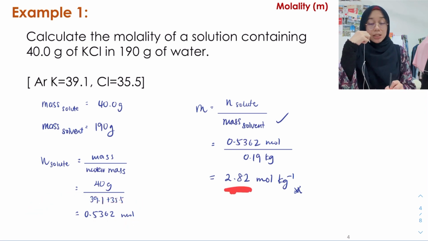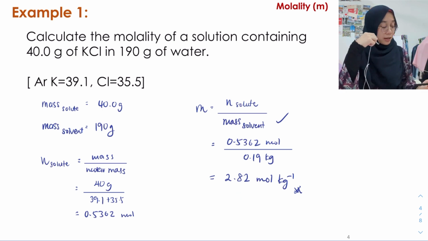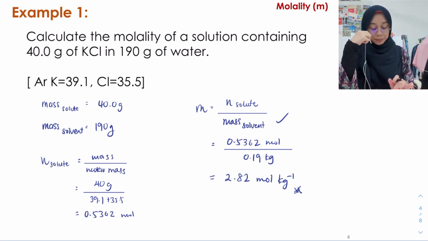However, you can leave your answer in decimal places for the final answer. If you want to leave your final answer as 4 decimal places, no problem, at least 2. Right, so let's have a look at example 2.